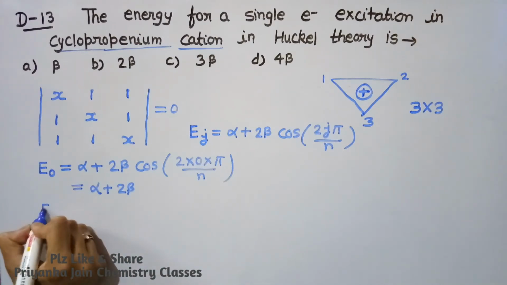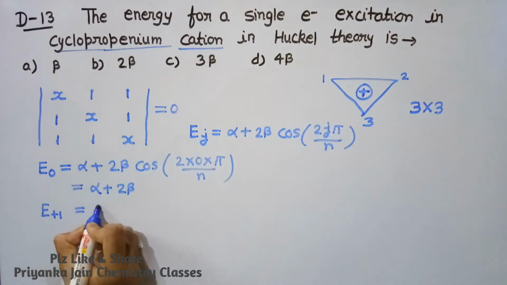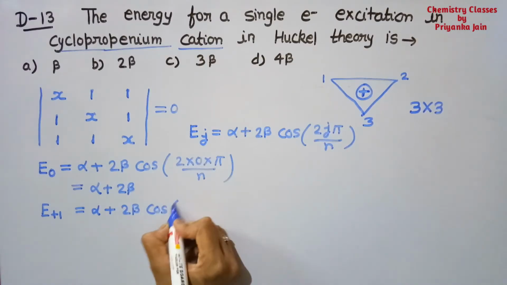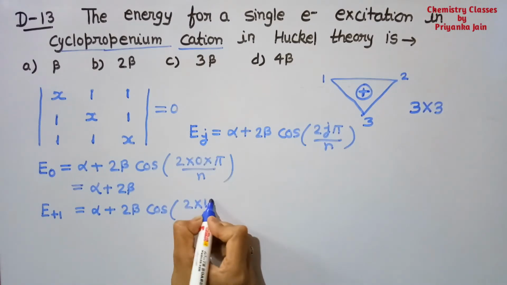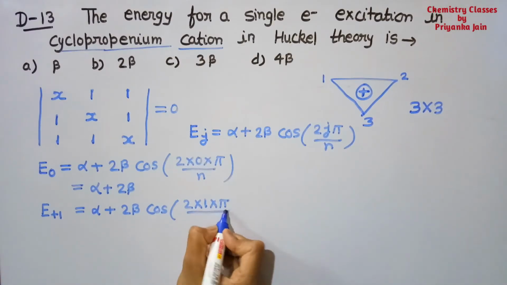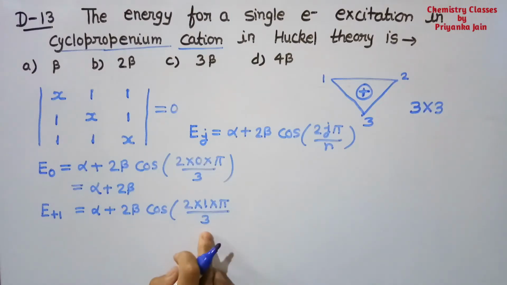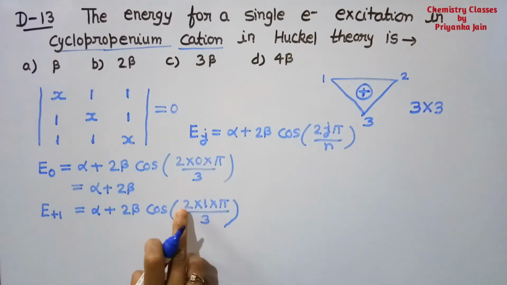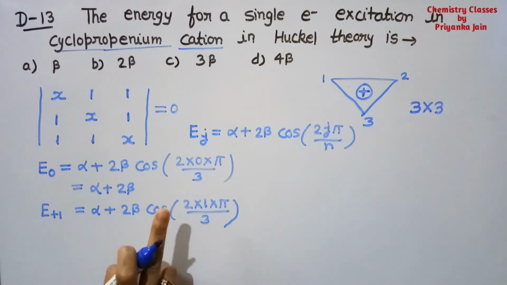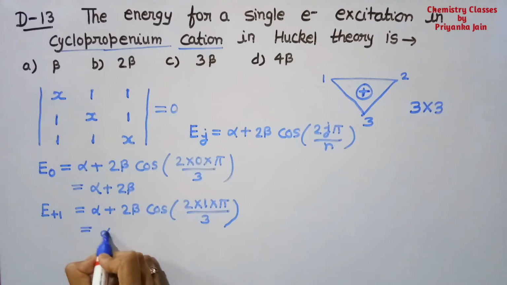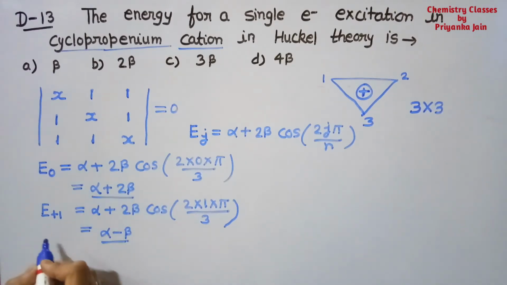Now for j is equal to plus 1, alpha plus 2 beta cos 2 into 1 into pi divided by 3. This is 3. So this will be equal to 2 pi by 3, it means cos 120 degree, and its value is equal to minus half. So when we put here minus half, this becomes alpha minus beta. This is another level, this is one level, this is another one.